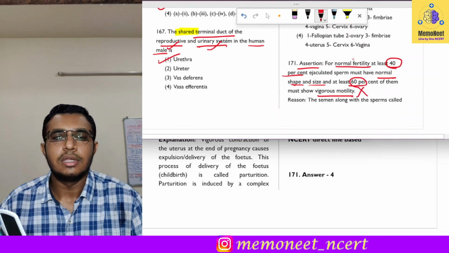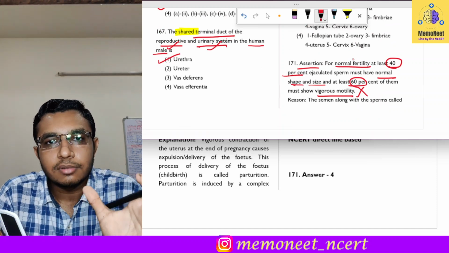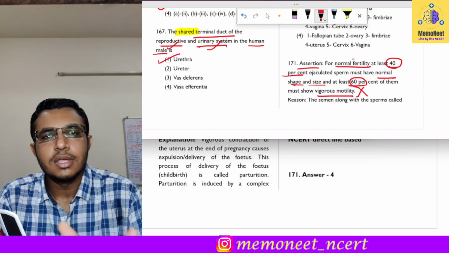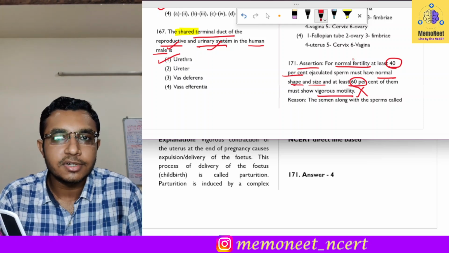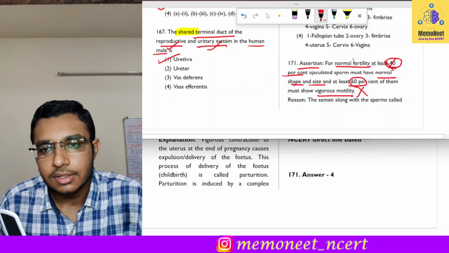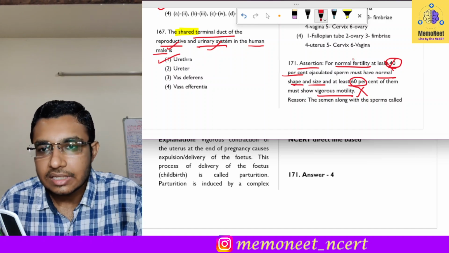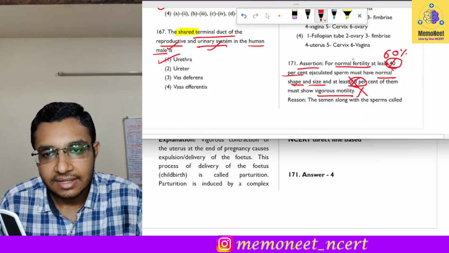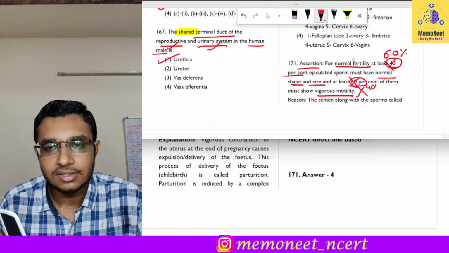Why? Because see, to ensure normal fertility, at least 60% of the sperms must have normal morphology, or the normal shape and size. Okay, so minimum 60% of the sperm should have normal morphology, and minimum 40% should show vigorous motility. Okay, so here the numbers are incorrect. So the correct assertion will be, for normal fertility, at least 60% of the ejaculated sperm must have normal shape and size, and at least 40% of them must show vigorous motility. Okay, so the assertion is incorrect.